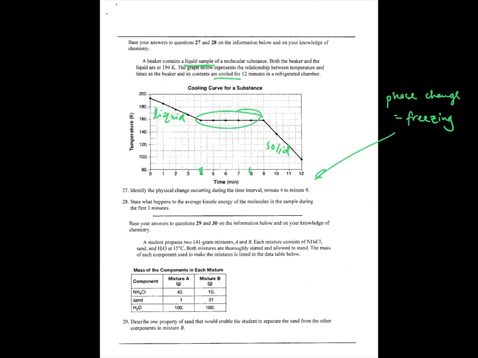28, state what happens to the average kinetic energy in the sample during the first 3 minutes. So right here, it's decreasing because we're decreasing temperature.